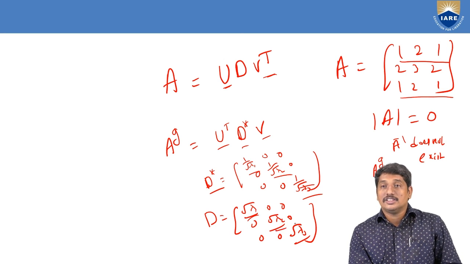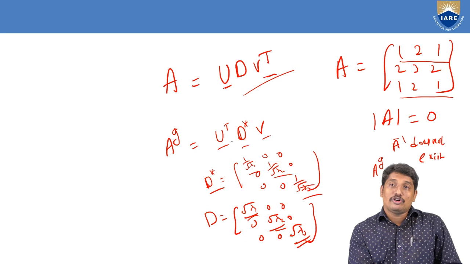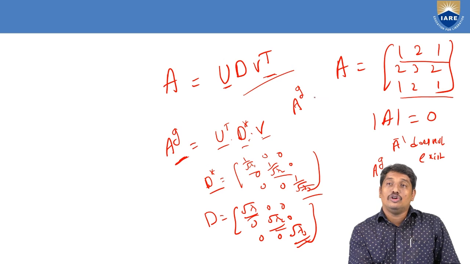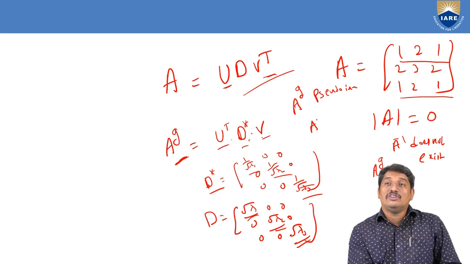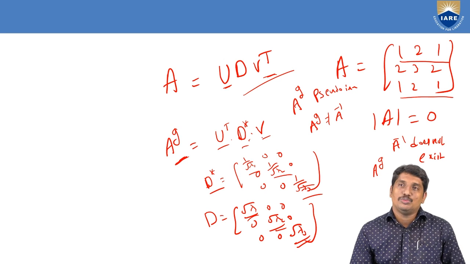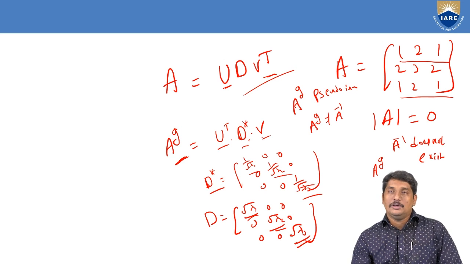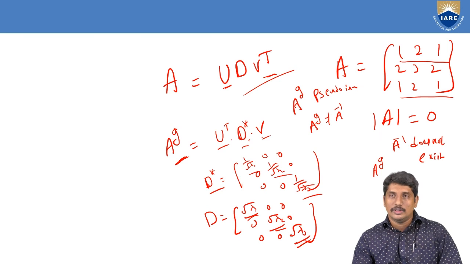These diagonal elements are called singular values, and hence this is called singular value decomposition. The product gives you a new matrix, denoted by A power G, called the pseudo-inverse. It is not exactly equal to A inverse, but it almost acts as A inverse in solving a system of equations with the help of A. So this is about the singular value decomposition of a 2 by 2 matrix as well as a 3 by 2 matrix, and the pseudo-inverse of a rectangular matrix or singular matrix.